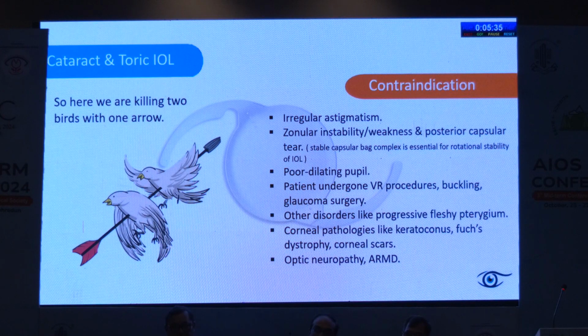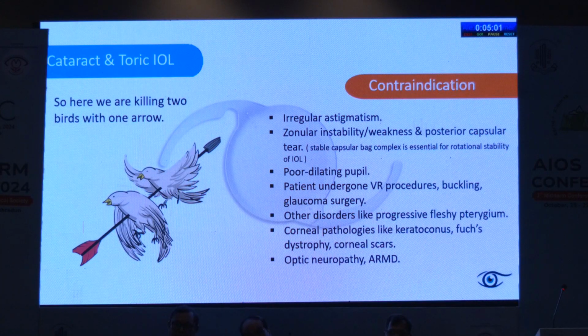Relative contraindications would be a poorly dilating pupil. Surgeons are now highly skilled in even doing mid-dilated pupils, but we can also use dilating devices like the BHEX, the Malyugin rings, or the iris hooks. Then the other contraindications are patients undergoing VR procedures or any glaucoma surgeries. So in any patient where the vision is compromised as well as the macula, if the vision improves to more than 6/24, we can still consider doing a toric IOL.